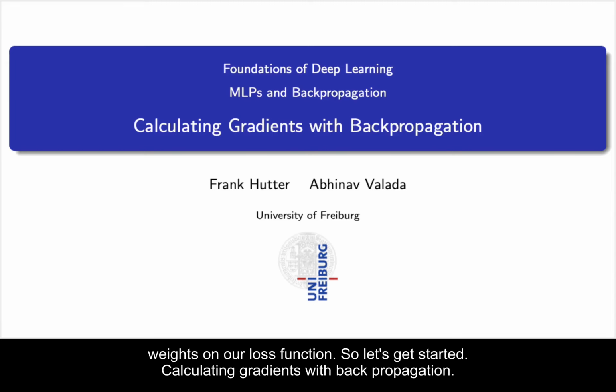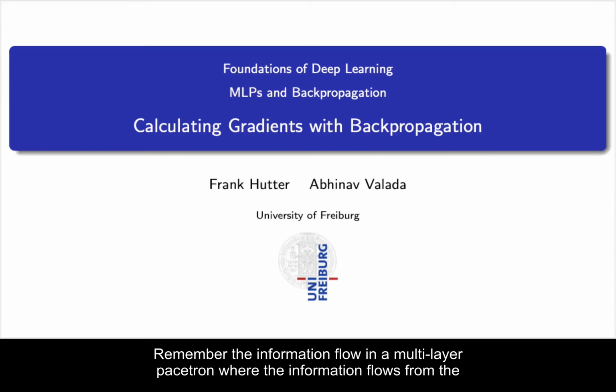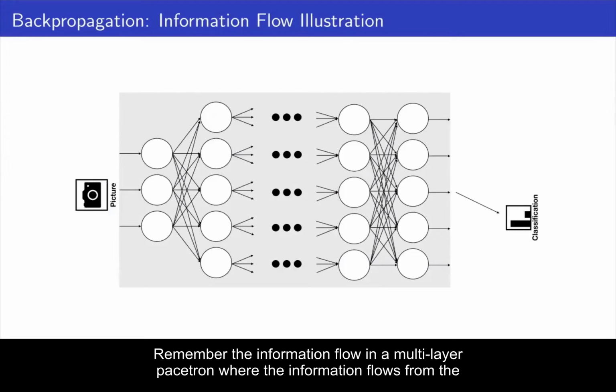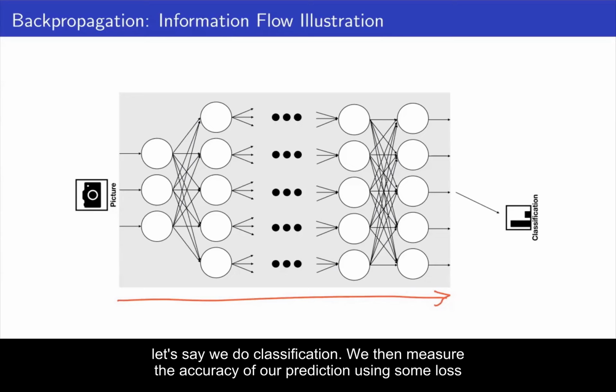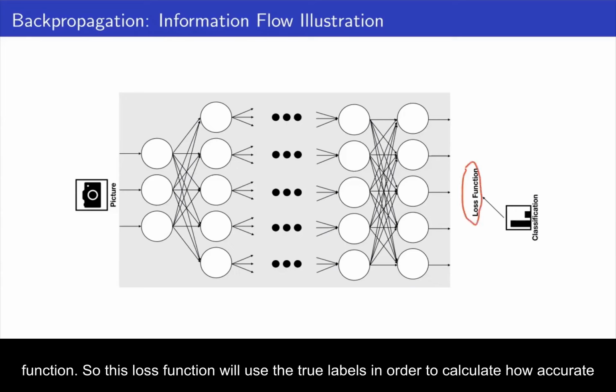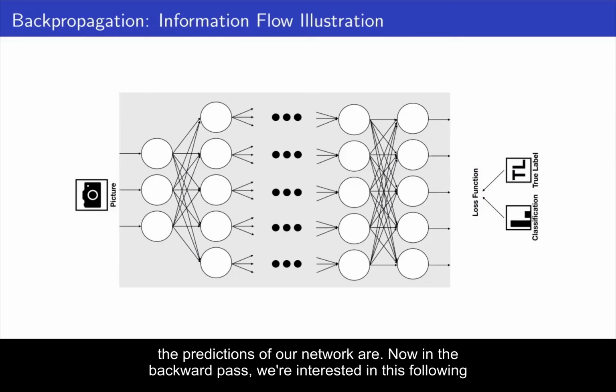Calculating gradients with backpropagation. Remember the information flow in a multi-layer perceptron, where the information flows from the inputs to the outputs. Once we've completed this forward pass, we do a prediction. In this case, let's say we do classification. We then measure the accuracy of our prediction using some loss function. So this loss function will use the true labels in order to calculate how accurate the predictions of our network are.